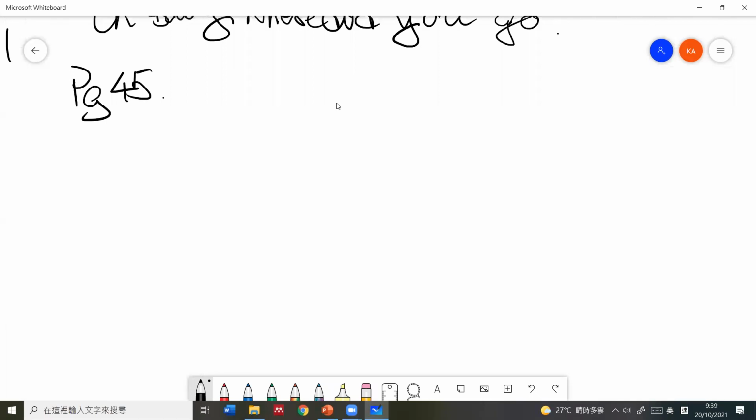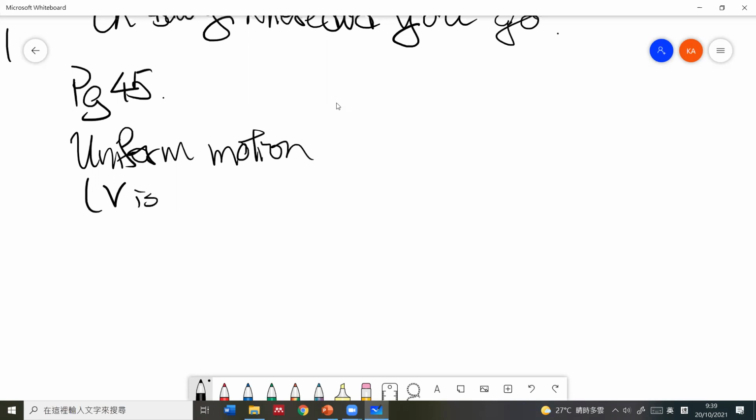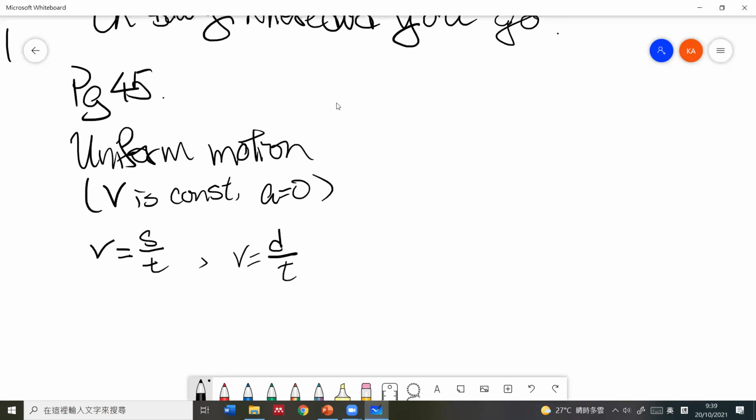I hope you still remember that there are two types of motion. The first one is uniform motion. Do you remember what uniform motion is? For uniform motion, the velocity is constant and the acceleration equals 0. So it won't speed up or slow down during the motion. The only equation we need to know is velocity equals displacement over time, or speed equals distance over time. This is the equation for describing uniform motion.